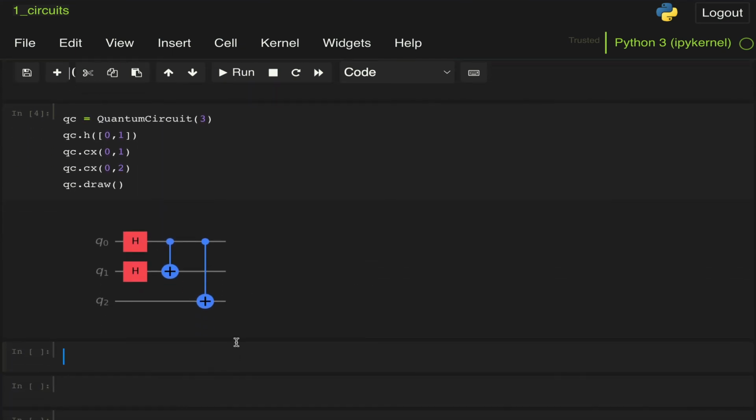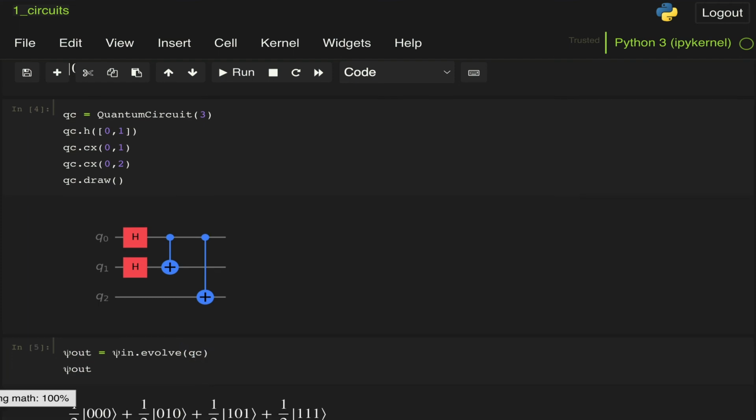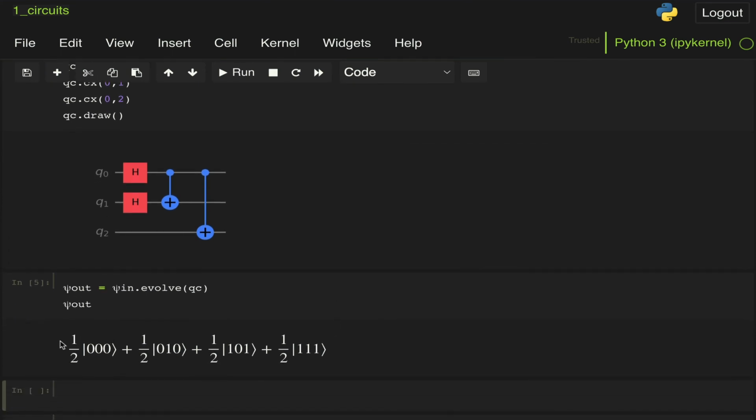And we're going to evolve our input state. Let's now do, for example, psi_out equal to psi_in evolve through our quantum circuit. Let's see how this looks. And we have 1/2 state 000, 010, 101, and 111, which, if you recall, is the same thing we derived analytically.